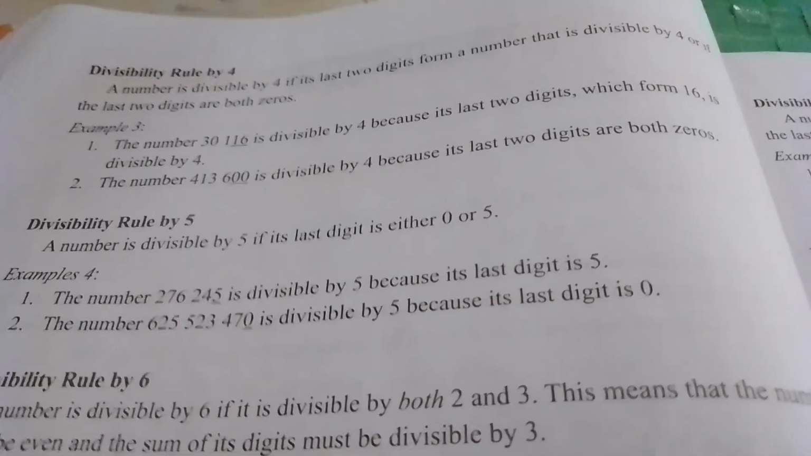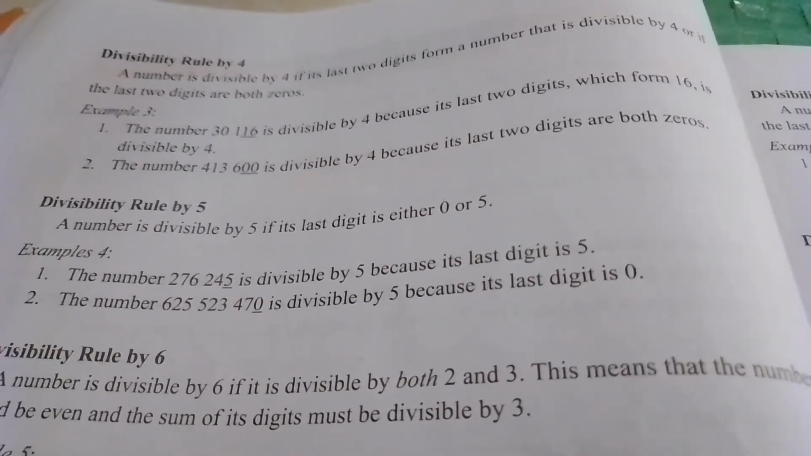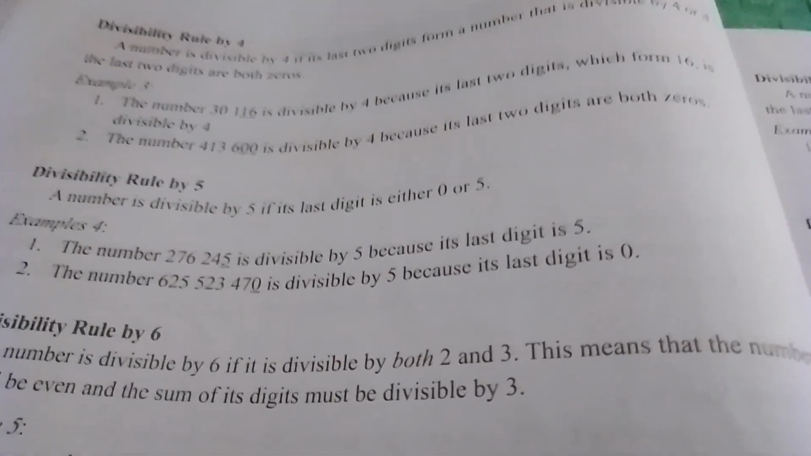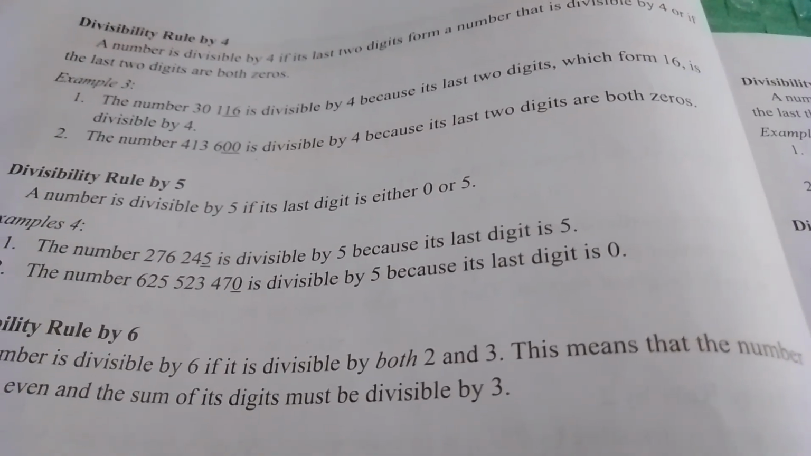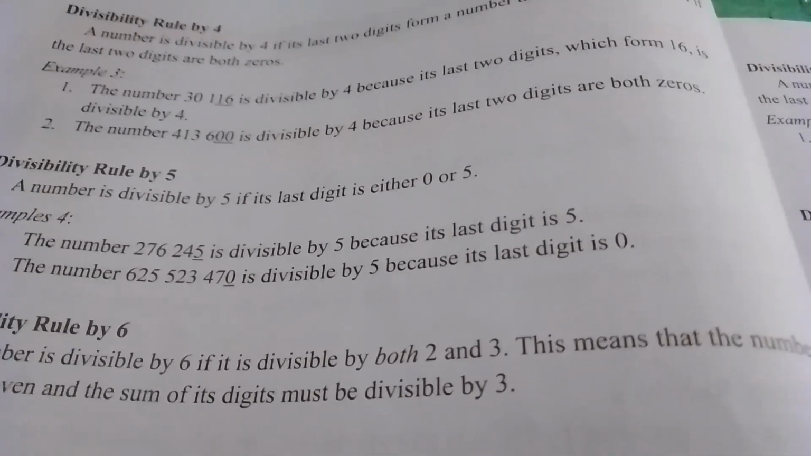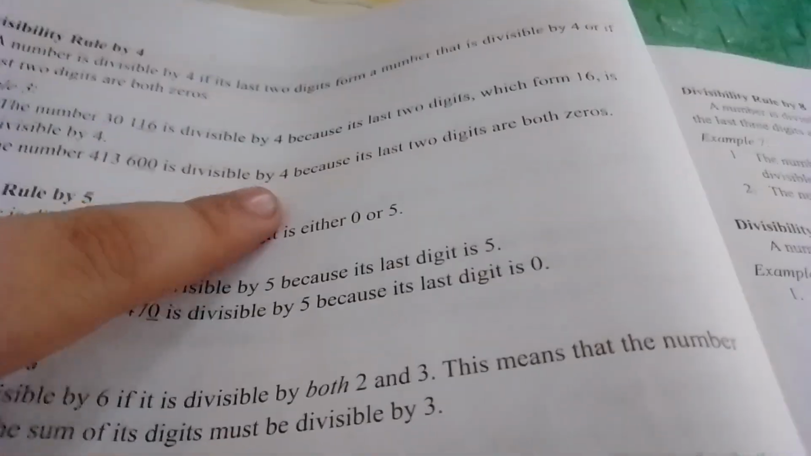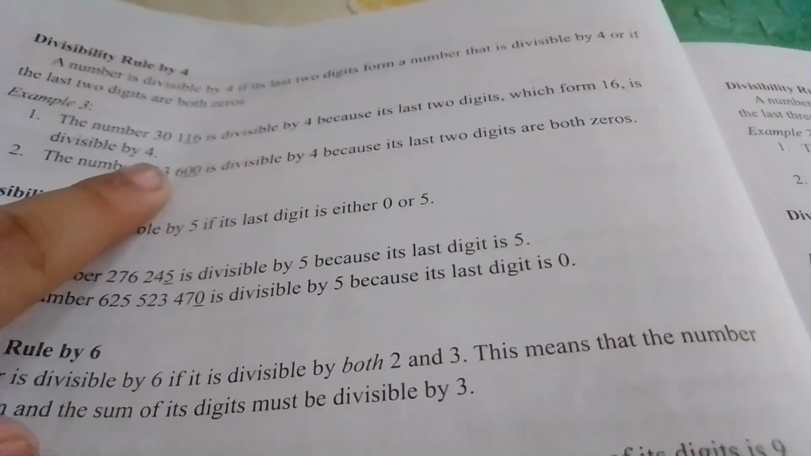The number 413,600 is divisible by 2. But it's also divisible by 4 because its last two digits are both zeros. It's still divisible by 2 as well.